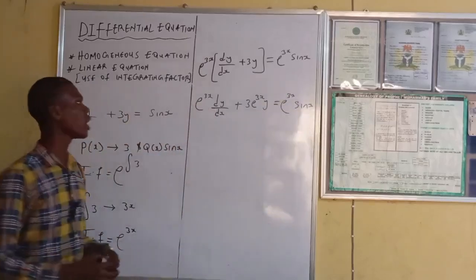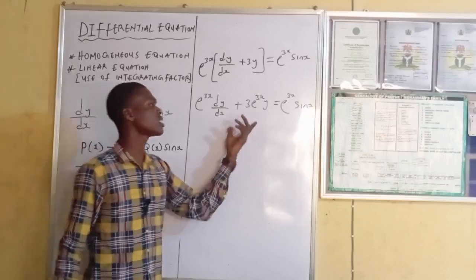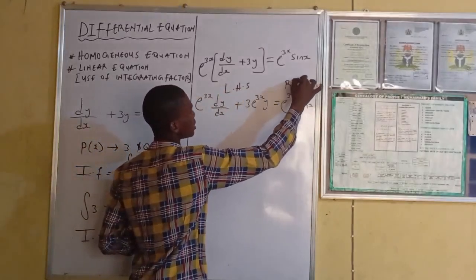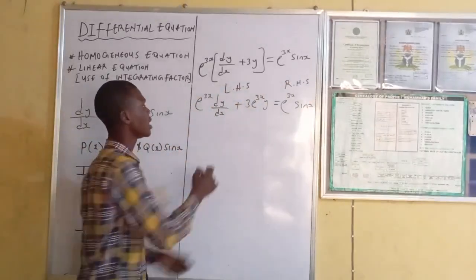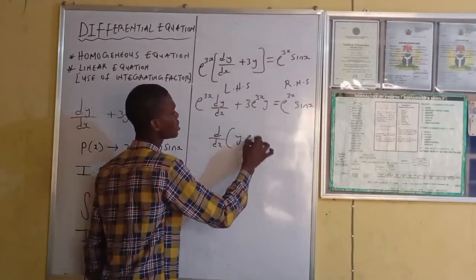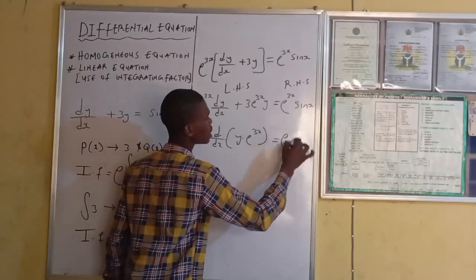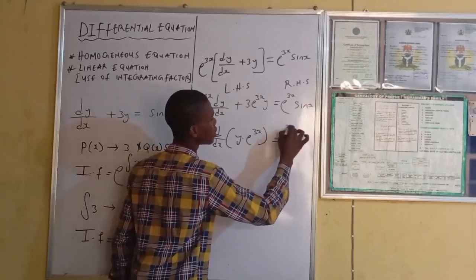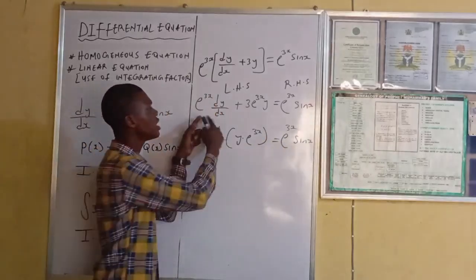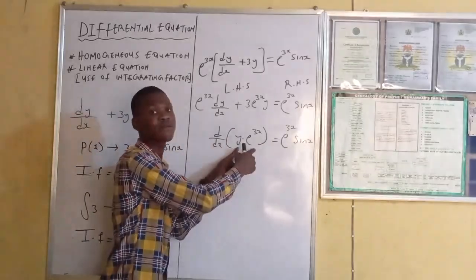From here, when I'm given a differential equation, my interest is to get the function being differentiated. This is the left hand side, and this is the right hand side. I can write the left hand side as the derivative of y times the integrating factor, which is exponential 3x, equals exponential 3x sine x. The question is why. Why am I writing the left hand side as the derivative of y times the integrating factor?